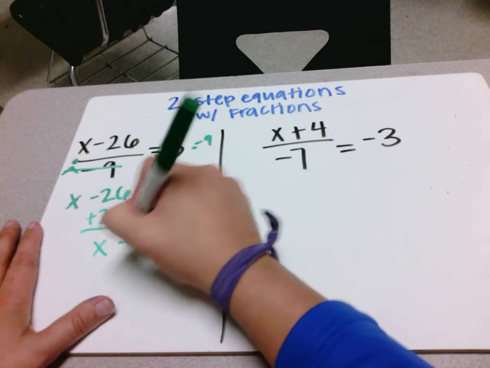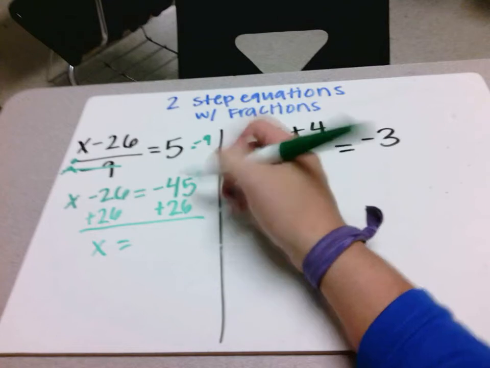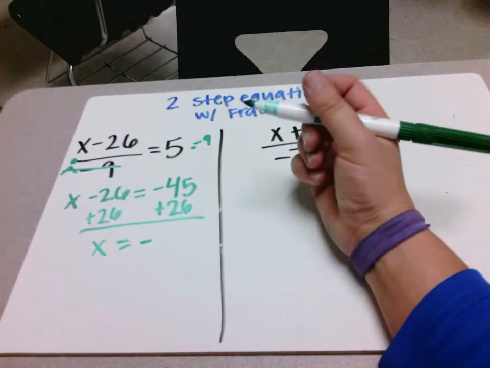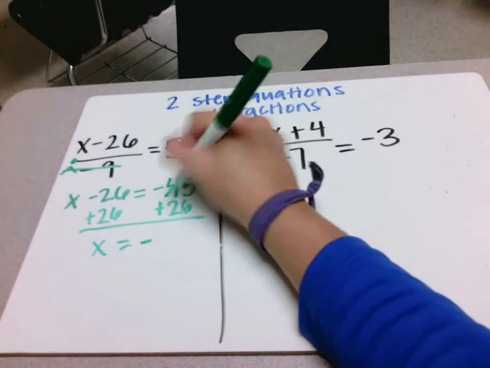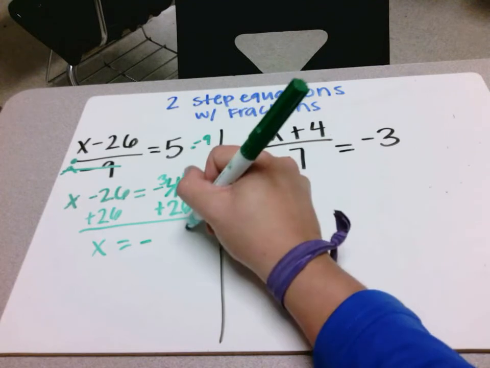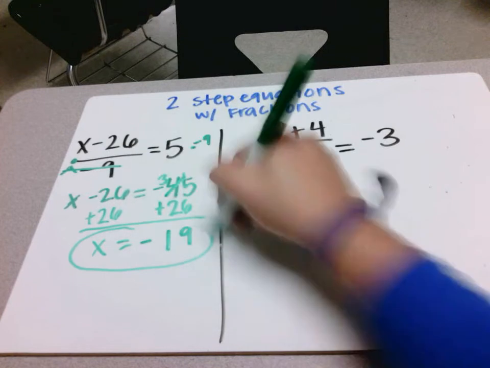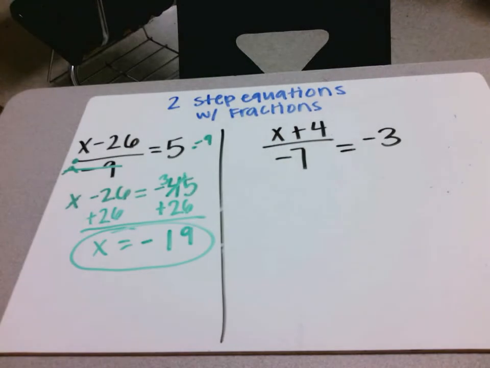Bring down my x. Now, negative 45 plus 26, my signs are different. But I see that 45 is the greater number, so my answer is going to be negative, and I'm going to subtract. I'm going to borrow a number. 15 minus 6 is 9. 3 minus 2 is 1. So my answer is x equals negative 19.